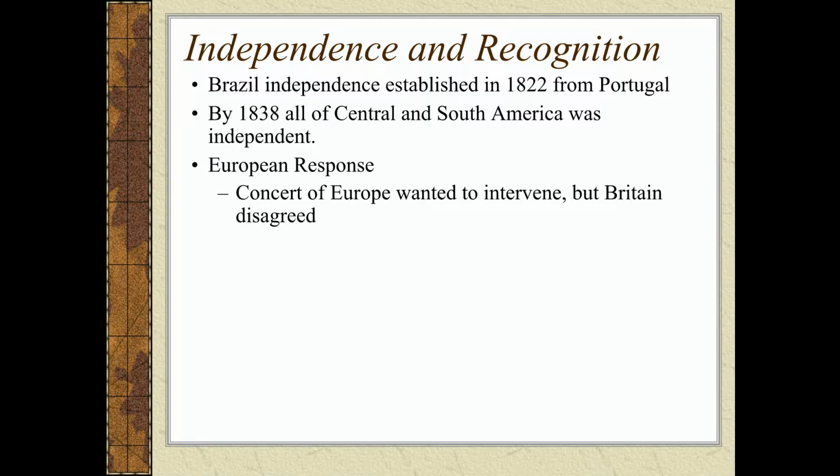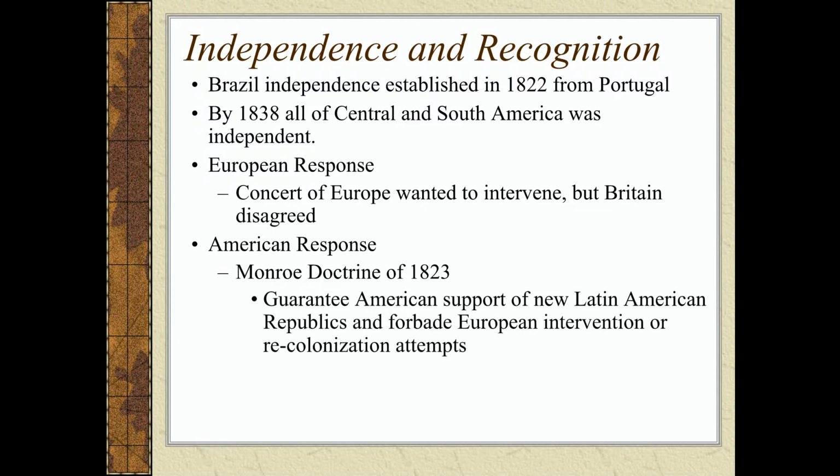The group, the Concert of Europe, which we talked about earlier, did want to intervene for fear of losing those colonies and upsetting the balance in Europe as well. The American response was to issue a document known as the Monroe Doctrine, which you guys did in the Hyperdoc. The Monroe Doctrine guaranteed that the United States would support any Latin American country that wanted independence, and it would also forbid Europeans to come into those countries and try to recolonize.